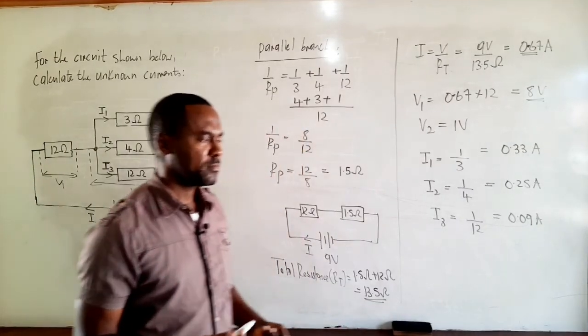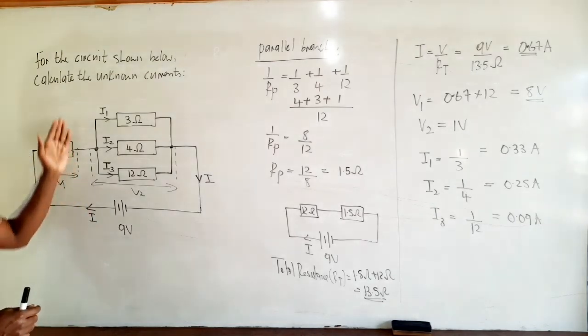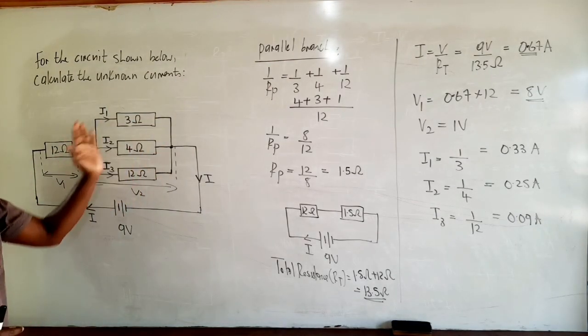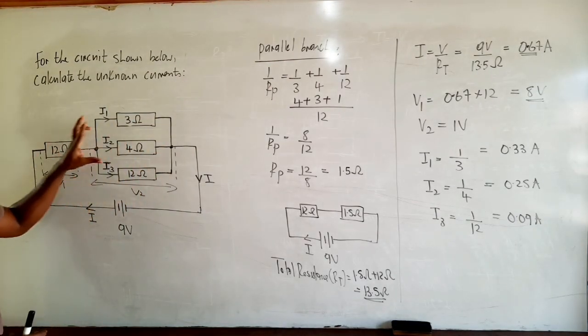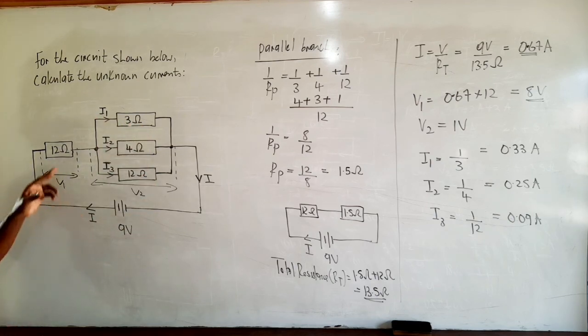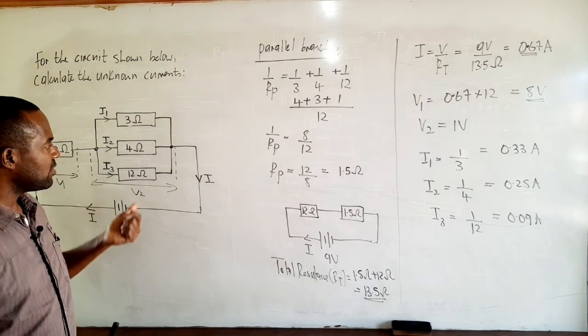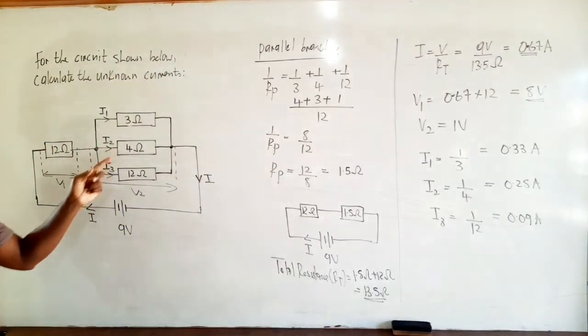So in this question, we basically found the total effective resistance of the parallel branch. We then found the total resistance in the circuit, used it to find the total current flowing, then the PD across the single 12 ohm resistor, from which we found the PD across the parallel branch, and that allowed us to find the individual currents I1, I2, and I3.